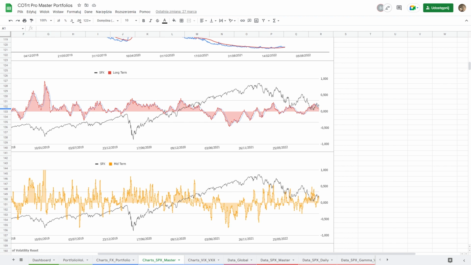So this one is actually one of the oldest models that I've made, and it served us for years now. And you might have noticed that the Google Sheets is no longer available.